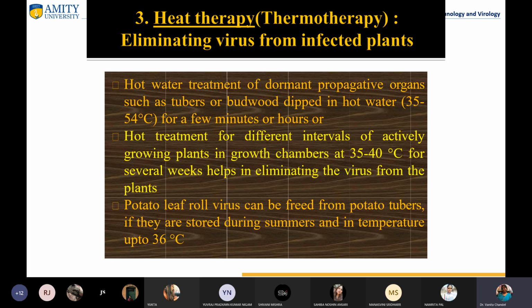So hot treatment for different intervals, with actively growing plants in growth chambers at 35 to 40 degrees for several weeks, helps in eliminating the virus from the plant. Potato leaf roll virus can be freed from potato tubers if they are stored during summers at temperatures up to 36 degrees Celsius. So this has been tested.